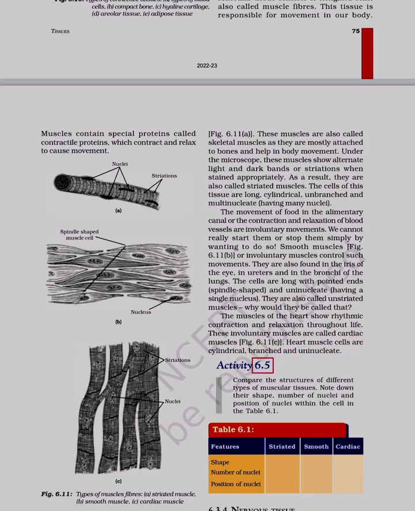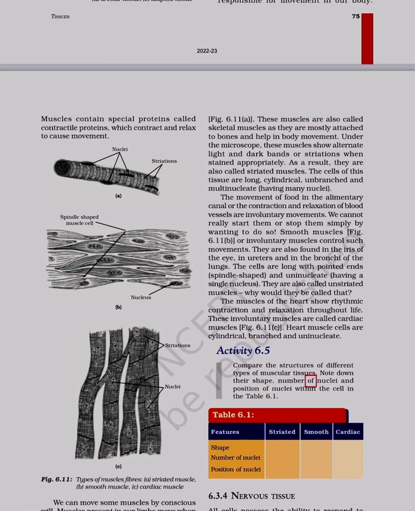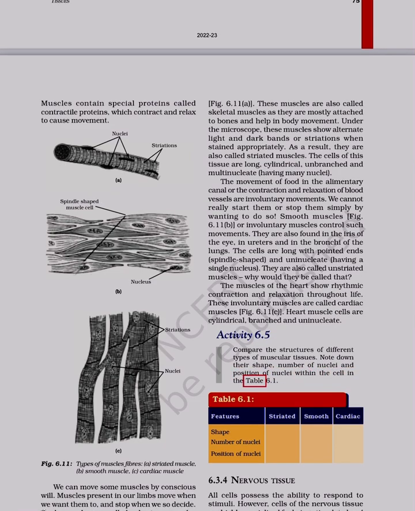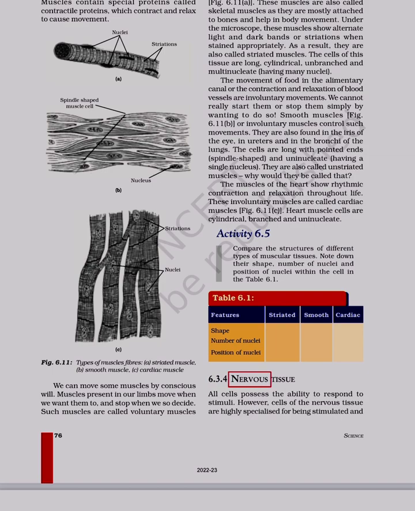Activity 6.5. Compare the structures of different types of muscular tissues. Note down their shape, number of nuclei and position of nuclei within the cell in Table 6.1.